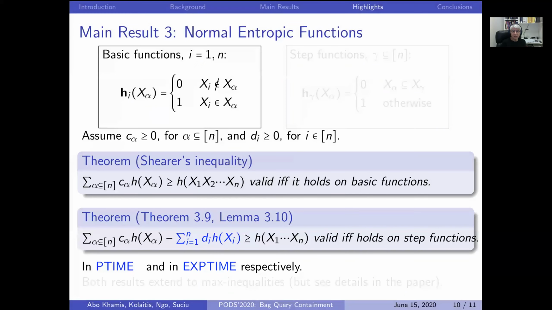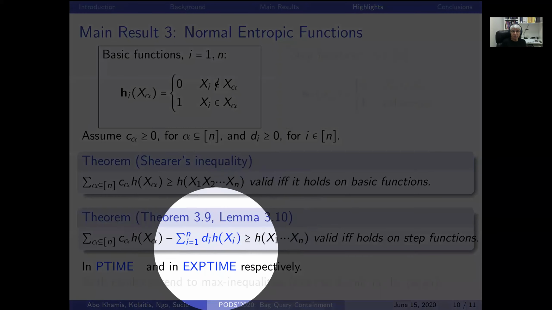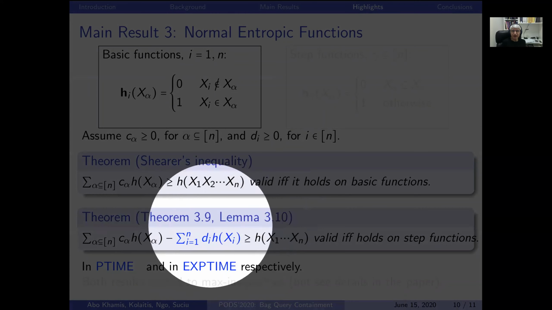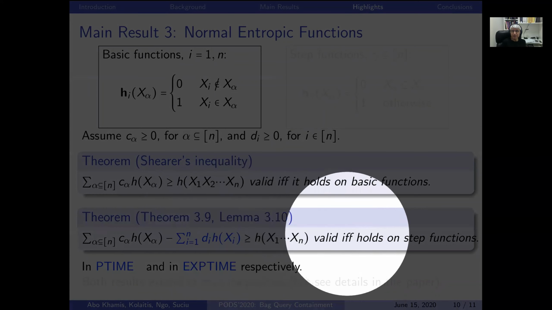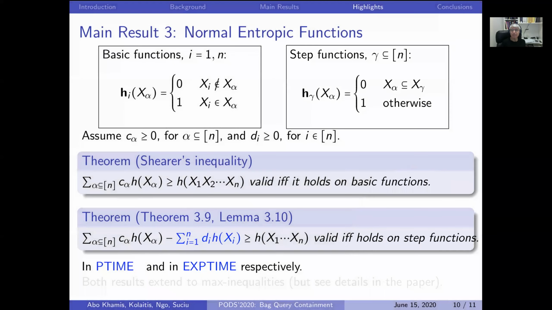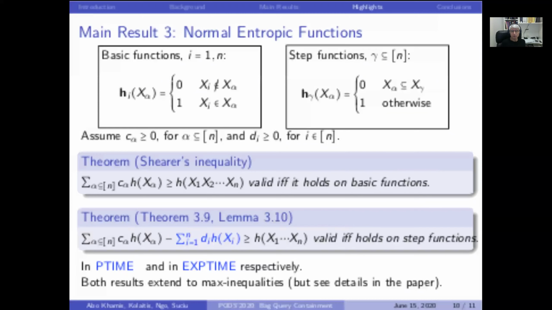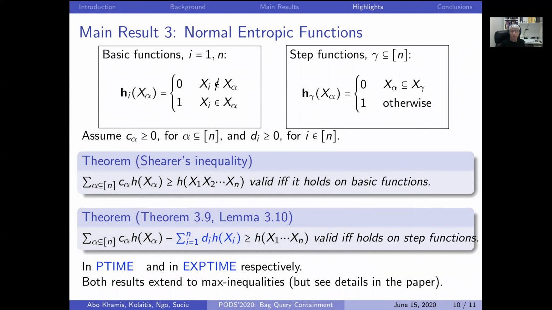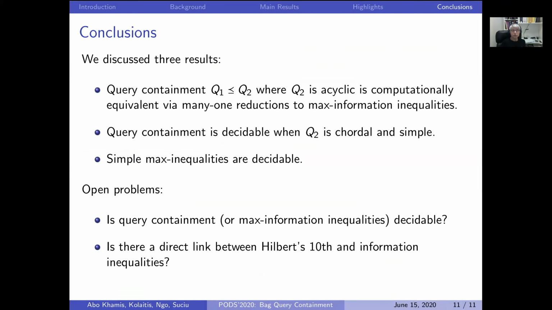We extended this relation by allowing negative terms, but only for single variables. And we proved that this inequality holds if and only if it holds on all exponentially many step functions, which are defined here. And I invite you to take a look at them in the paper. And both results can be extended to max inequalities, but there are some details that I invite you to read in the paper. This is all the time we have.